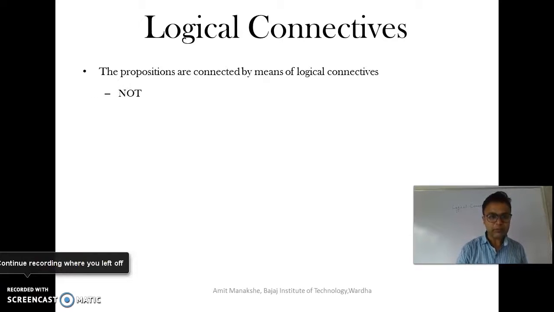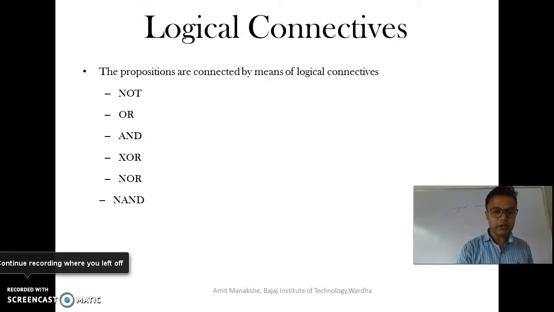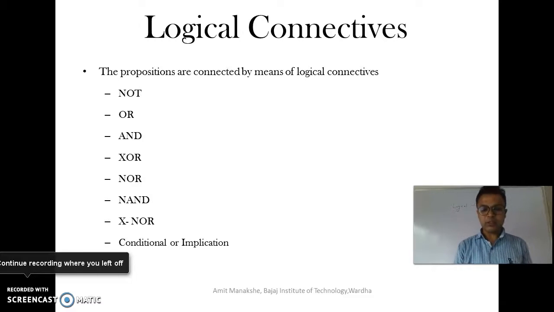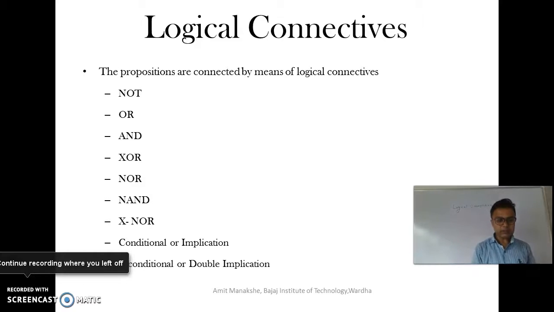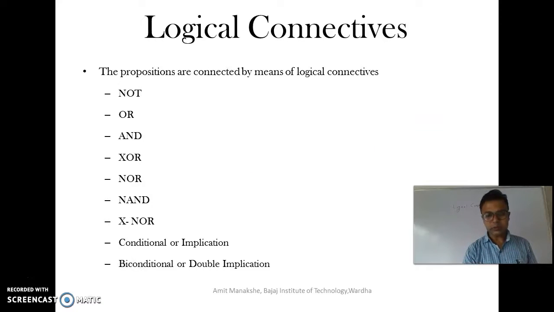So the various types of logical connectives: there are 9 types actually. The first one is NOT, then OR, AND, XOR, NOR, NAND, XNOR, conditional, which is also called implication or if-then statements, and the last one is biconditional, or double implication. So we'll see them one by one. Let's proceed.